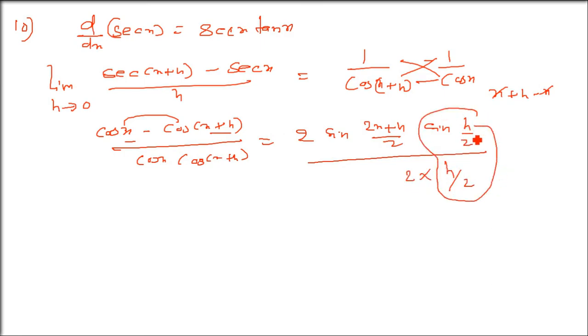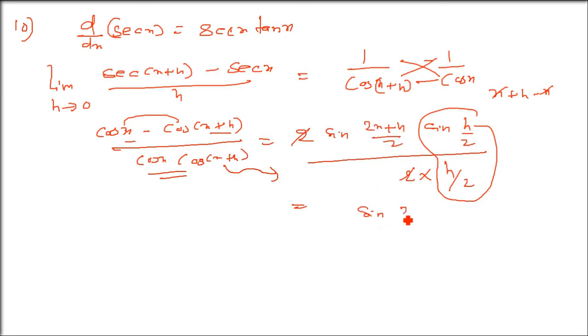This goes to 1, sin theta by theta is 1, and the 2 gets cancelled. Here we have sin of (2x plus h) by 2, and already we have cos x and cos(x plus h) in the denominator. Whatever is done is done. Now let us write this here. So sin of (2x plus h) by 2.